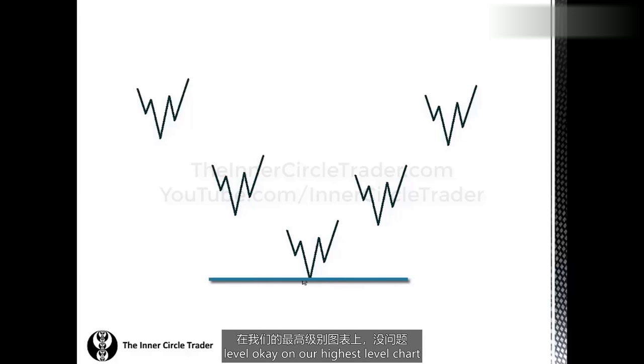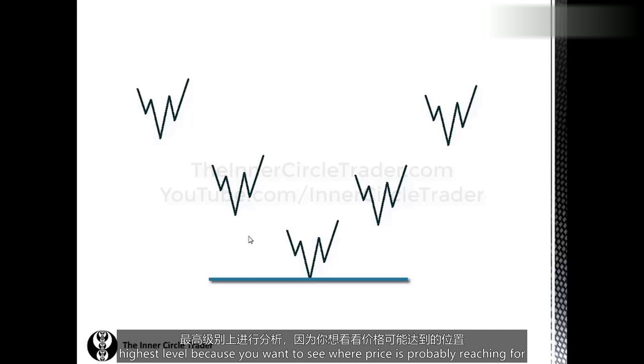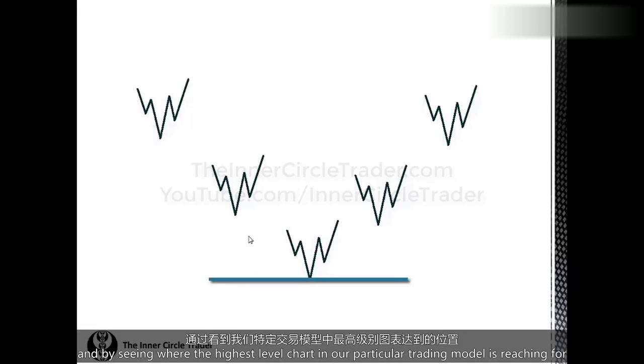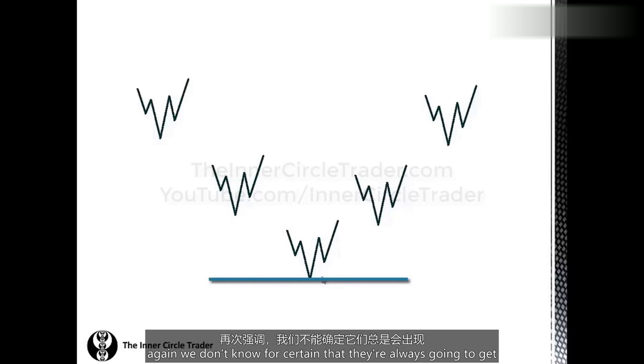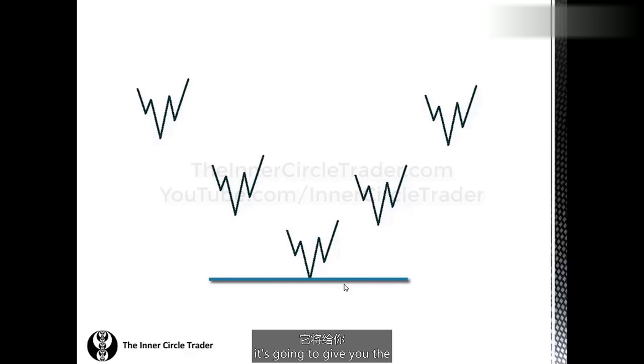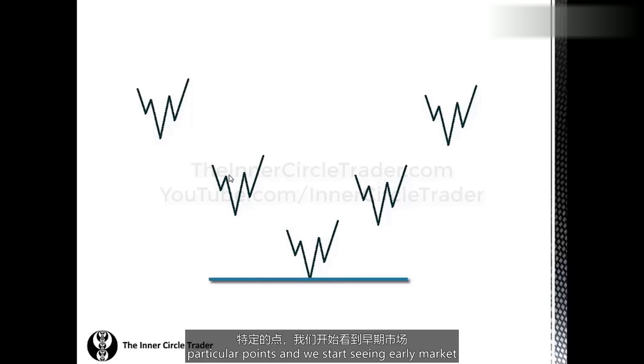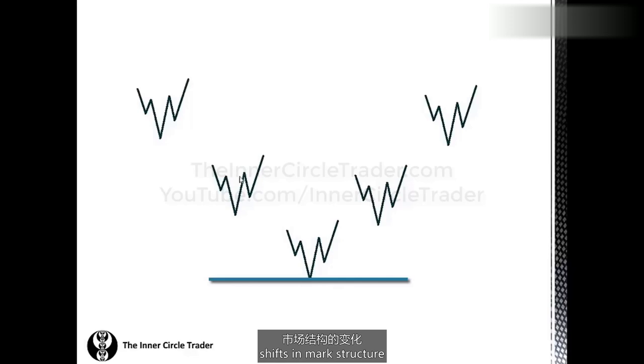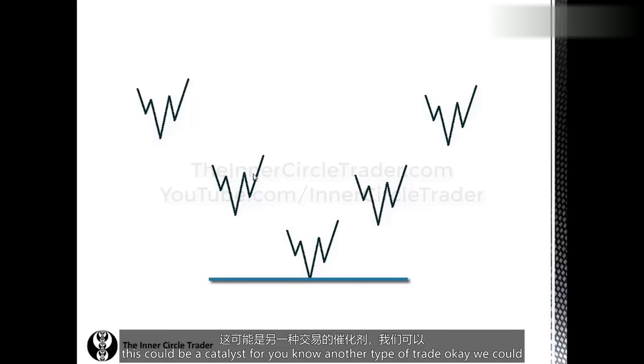on our highest level chart, that's why we do our analysis on the highest level, because you want to see where price is probably reaching for. And by seeing where the highest level chart in our particular trading model is reaching for, again, we don't know for certain that they're always going to get there. But if you look in these higher level charts, it's going to give you the highest probability in terms of success. If price doesn't get to these particular points and we start seeing early shifts in market structure, this could be a catalyst for another type of trade.